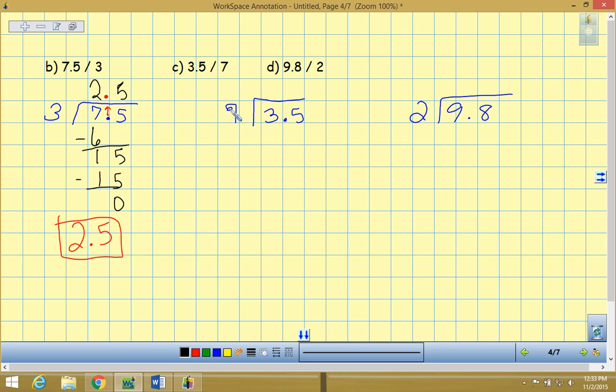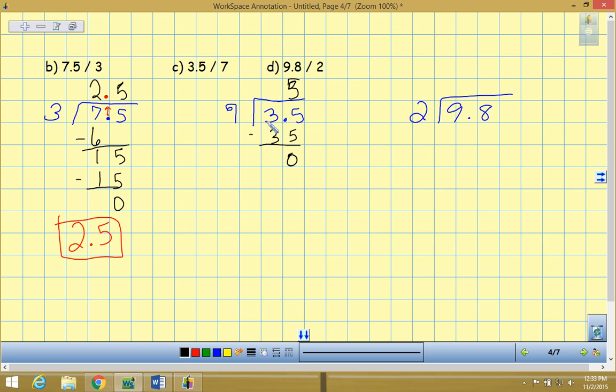Alright, let's look at the next one. Can 7 go into 3? No, 7 can't go into 3, but it can go into 35 how many times? 5. And what is 5 times 7? 35, and 35 minus 35 is 0.